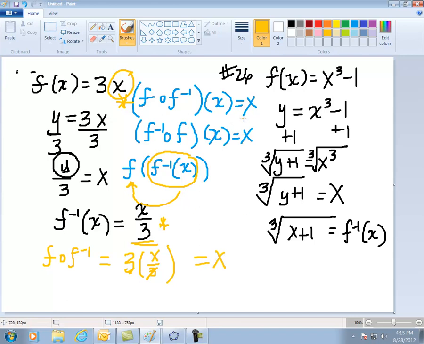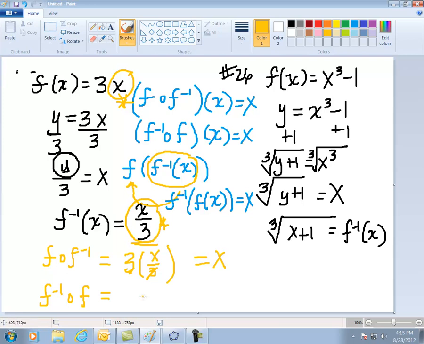And now notice if I evaluate that, the 3's cancel, and I'm left with x, just like it should from the definition. Similarly, if I look at the second one, and both of these have to be true. For it to truly be an inverse, both of these have to be true. So the second one is that if I take the original function and stick it into the inverse and evaluate it, I will also end up with x. So let's look at that. So now I'm going to take the inverse and plug in the original function.